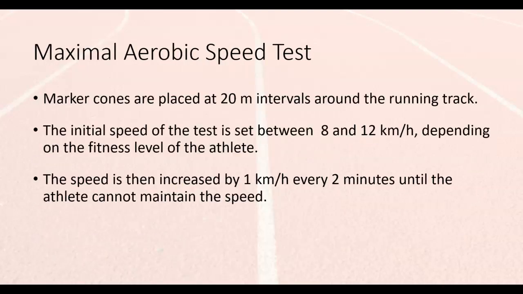So we have a maximal aerobic speed test, right? This is where there are marker cones placed at 20-meter intervals around the track usually. The initial speed of the test usually is set between 8 and 12 kilometers per hour, depending on the fitness level of the athlete as well. Then the speed is increased by 1 kilometer per hour every 2 minutes until the athlete cannot maintain the speed. Okay, so if they can't reach that next cone or the next interval, then their test is done, and you record what they have done from there.